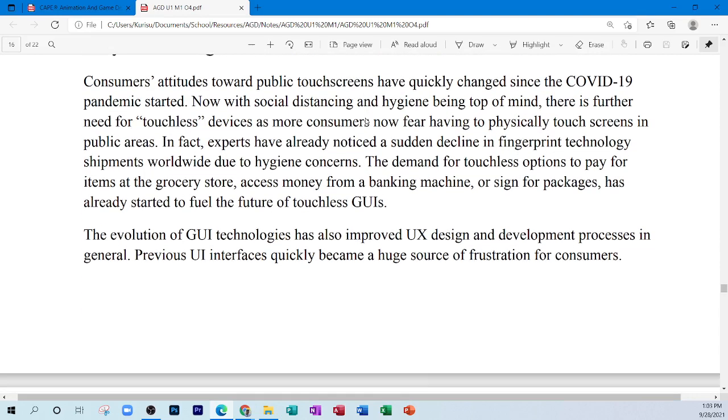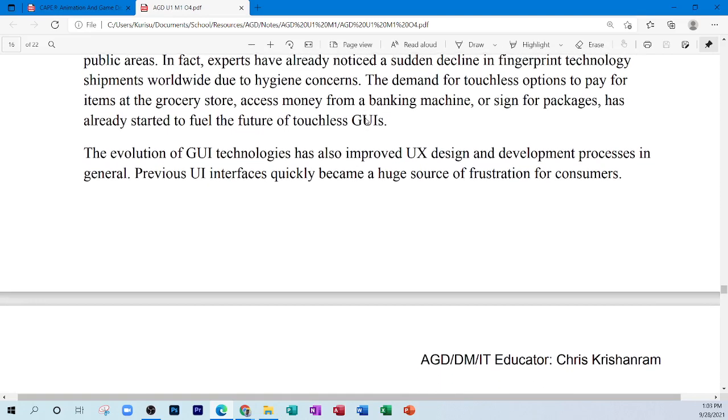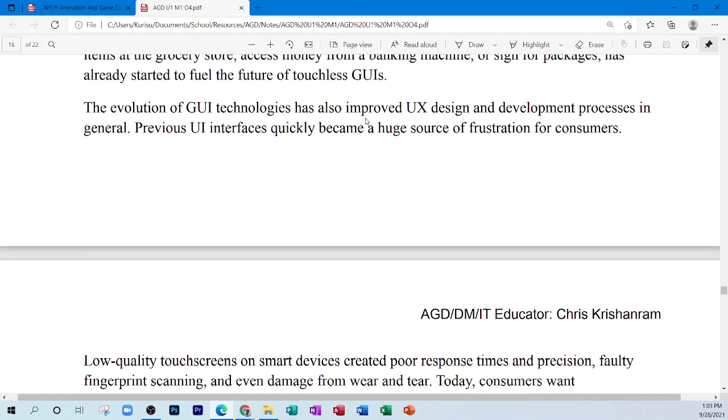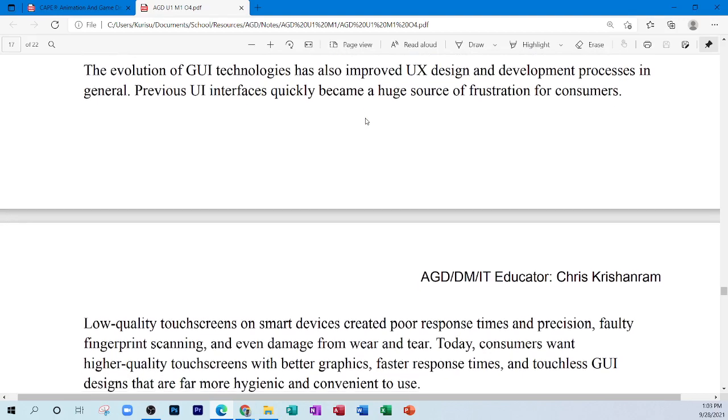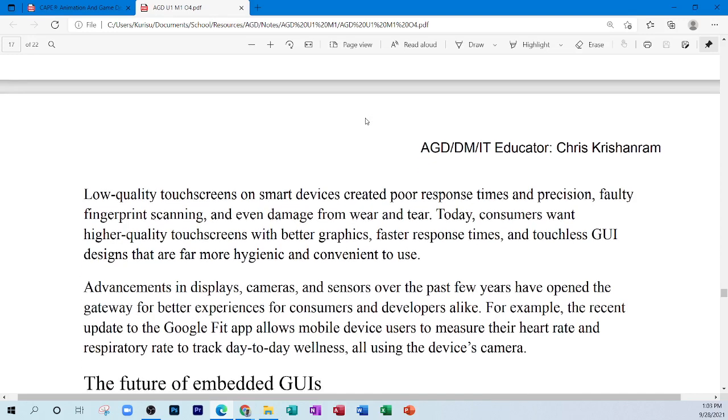The evolution of GUI technologies has also improved UX design and development processes in general. Previous UI interfaces quickly became a huge source of frustration for customers. Low quality touchscreens on smart devices created poor response times and precision, faulty fingerprint scanning, and even damage from wear and tear. Today, consumers want higher quality touchscreens with better graphics, faster response times, and touchless GUI designs that are far more hygienic and convenient to use.